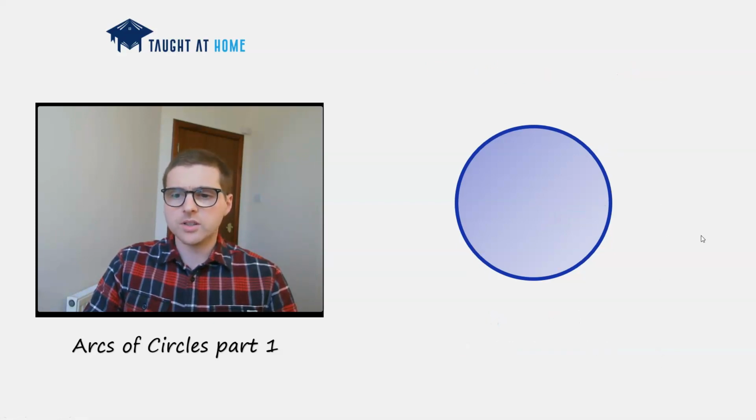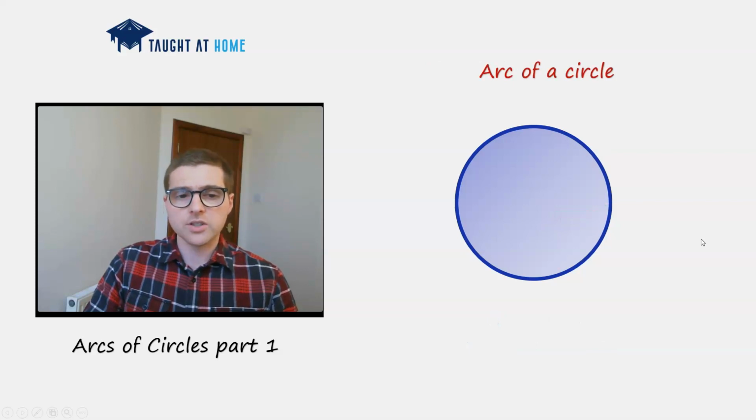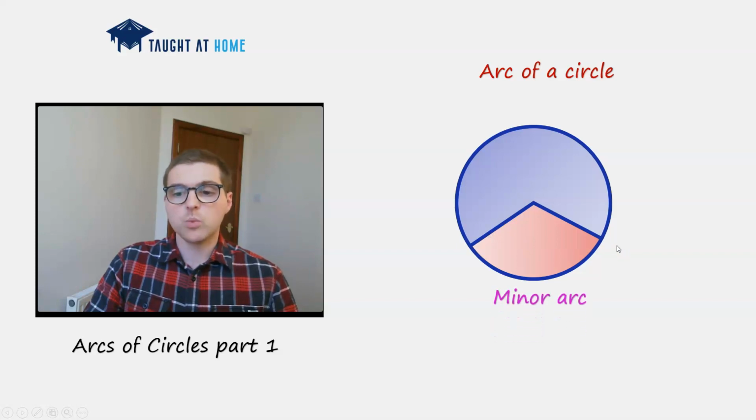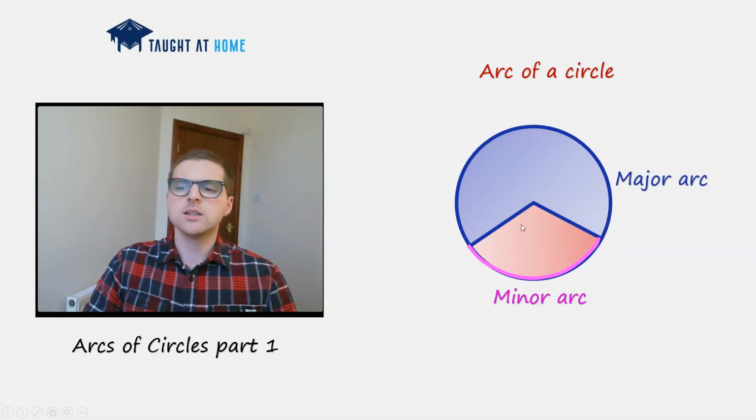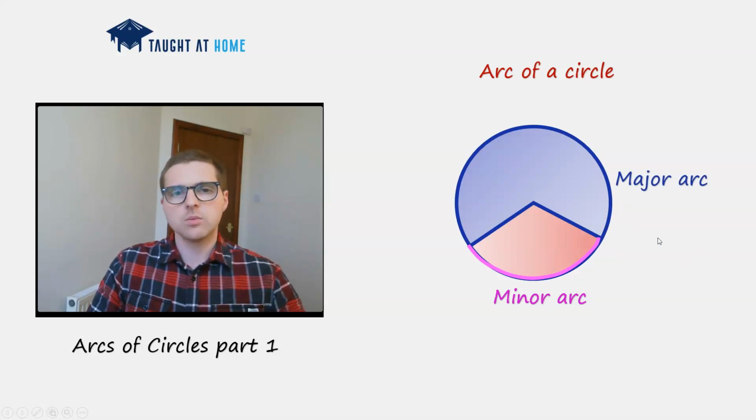Now say we were given just a section of the circumference, and we wanted to find out the length from this point to this point. This is what is called the minor arc, so the pink bit here. And the minor arc is just a section of the circumference. And we also have the major arc, which is the blue part here. And both of these added up together would therefore give you the total circumference.